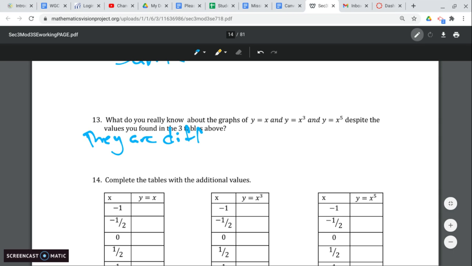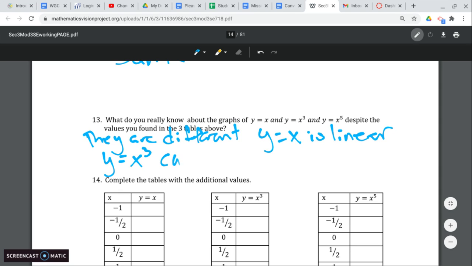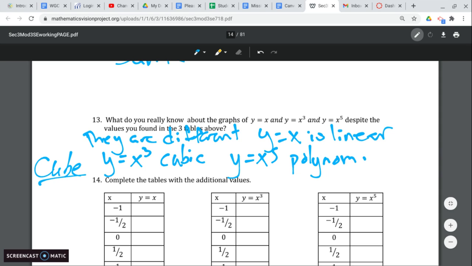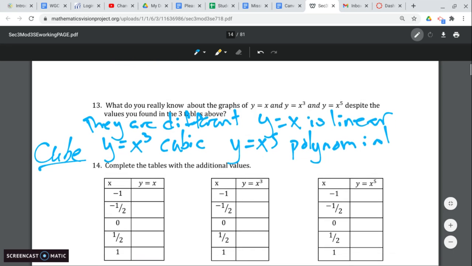They have different degrees. So y equals x is linear, and y equals x to the third is cubic. So cube is your keyword for this lesson. Cube. And y equals x to the fifth is a polynomial. Now, y equals x to the third is also a polynomial as well, but we have a name for that.